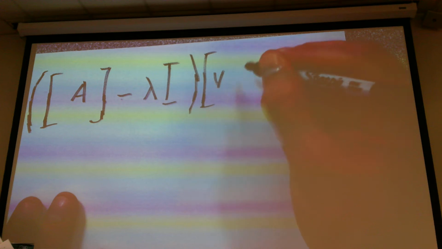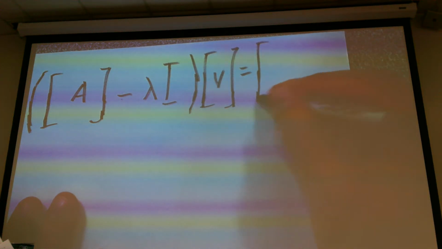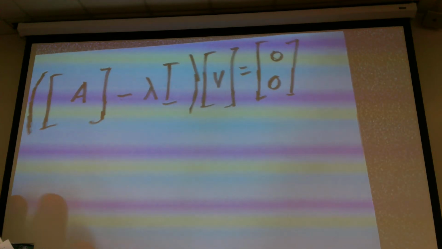And so I could rewrite this problem like this. Right, matrix A minus lambda multiplied by the identity matrix, and then multiplied by V is going to equal 0, 0. Okay?